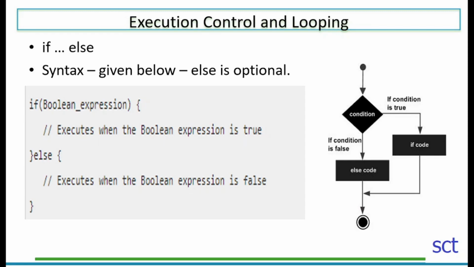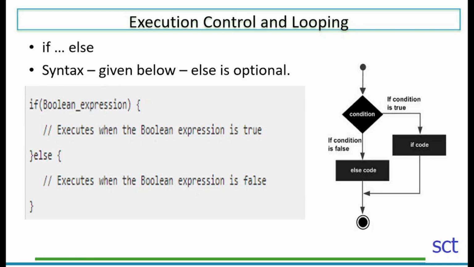Execution control. We are going to see about if and else. The syntax is given here. If is followed by a boolean expression, which we have seen in the previous videos. A less than b is a boolean expression, and that is actually called a condition. So a boolean expression or a condition is given here.